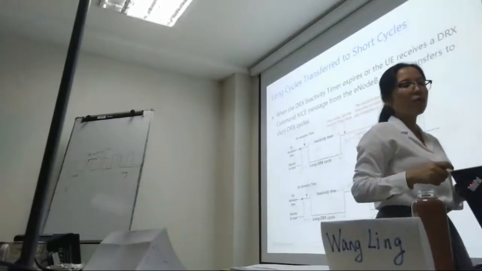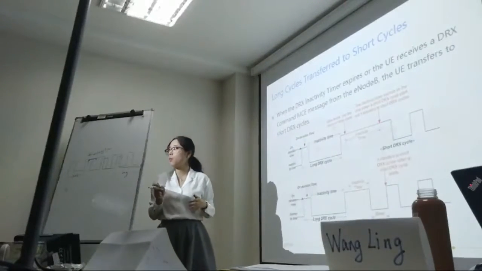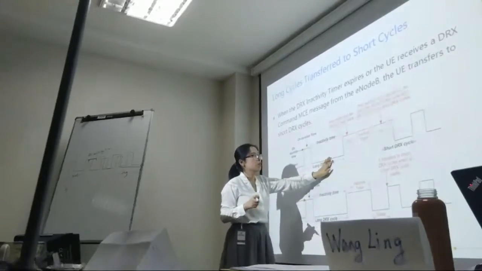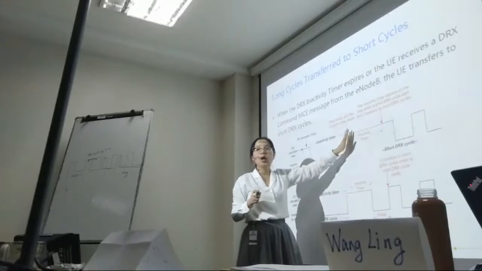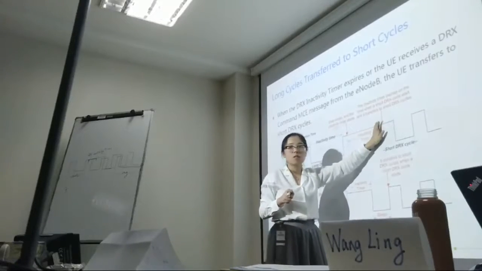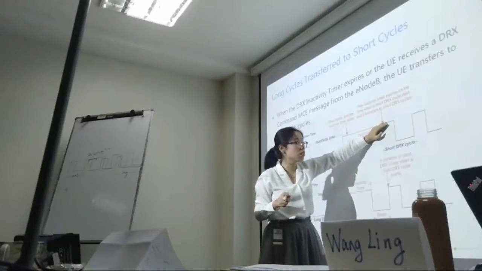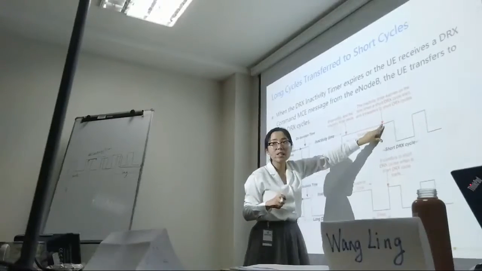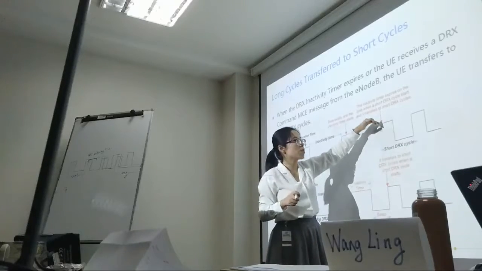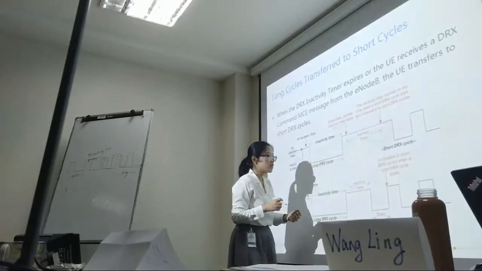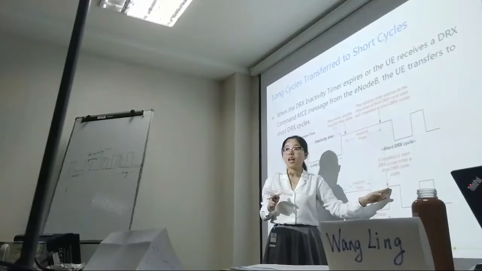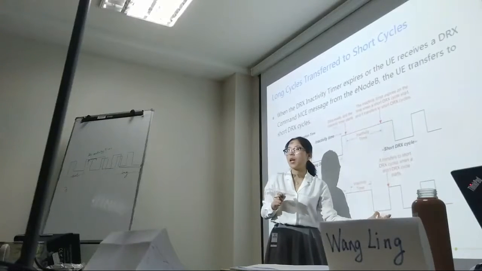From long to short, the principle is similar. If during the long cycle we receive data, we will monitor the data, and after that we will wait for some timer and then start the short. If this time is exactly the short DRX start time, I will start the short directly. But maybe the inactivity timer expires and it's not the short start time. Then I will first sleep for some time, waiting for the start.